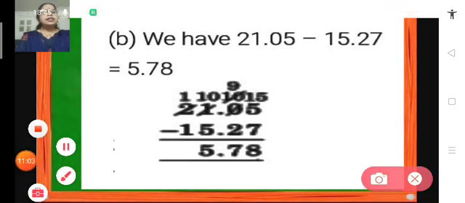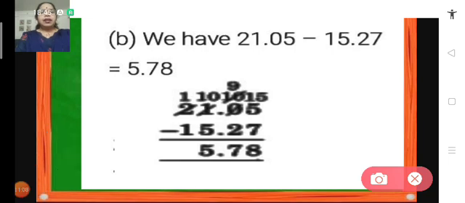Now B, 21.05 minus 15.27, both are like decimals. We just write them according to the place values and start the subtraction. But we have to look at the numbers, and we have to borrow if necessary. So here 7, we start subtraction from the hundredths place. We have 5 here. 7 cannot be subtracted from 5. We borrow 1 from tenths, so it becomes 15. 15 minus 7, we get 8.